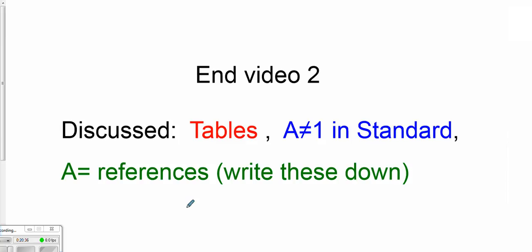So that'll do it for our second video. We've discussed using tables. We've discussed using a is not equal to 1 in standard form. And we've done our a equals references. So again, things like a equals 2, a equals 3, a equals a half, a equals a fourth. I would write some of those down, and you can use those while you are working.